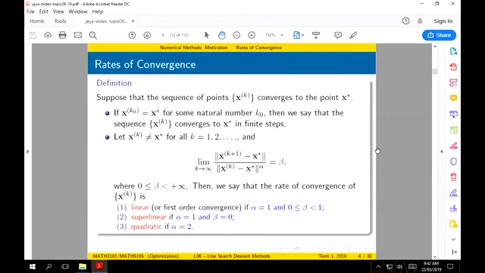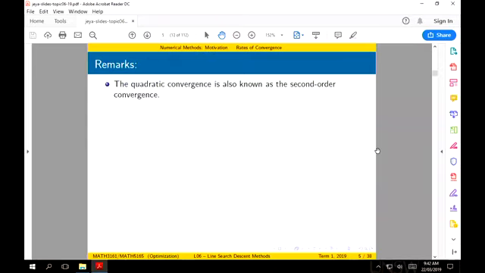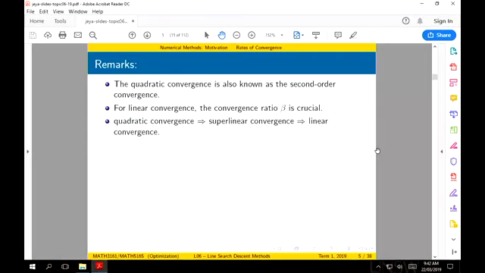So linear convergence means alpha equals 1, beta bigger than or equal to 0. Superlinear convergence means alpha equals 1 and beta equals 0. And quadratic convergence means alpha equals 2. We need to look at some examples to do that. There's a couple of remarks here. The quadratic convergence is known as the second order convergence because alpha is 2. And for linear convergence, the convergence ratio beta is important. So quadratic convergence implies superlinear convergence implies linear convergence. So that's the faster rate of convergence. That implies superlinear convergence. That implies linear.